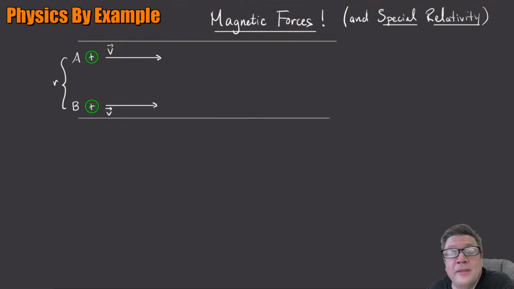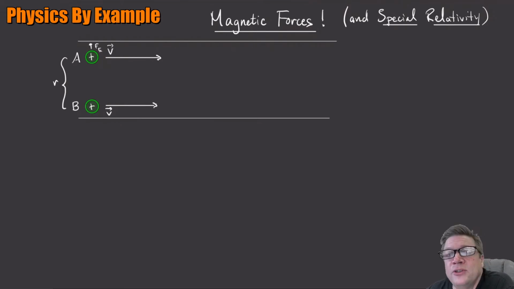One thing we know for sure, just by looking at it, is that the electric force, Fe, on A due to B is going to be pointed up. They're going to repel each other electrically because they're both positive. So for sure, the electric force on A due to B is going to be pointed up. Now, what about the magnetic force?